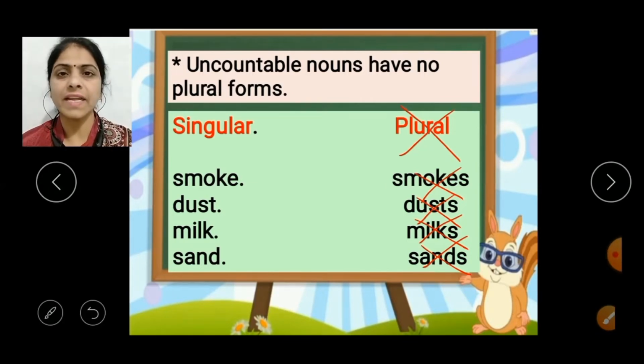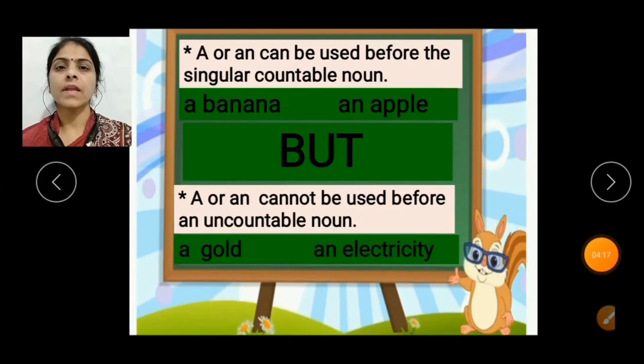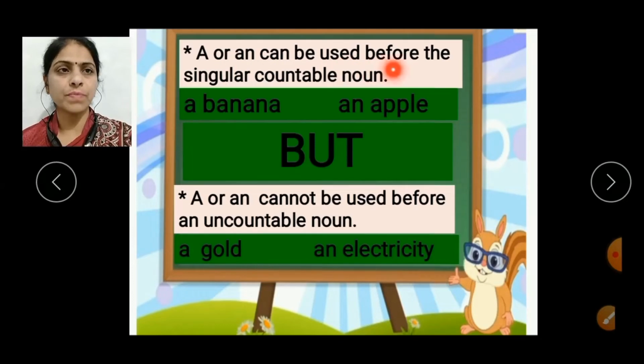Now let's have the next point. Here, a or an, which are articles, can be used before the singular countable noun, like a banana or an apple. So, banana and apple are countable nouns, and before singular countable noun, we can use these articles.